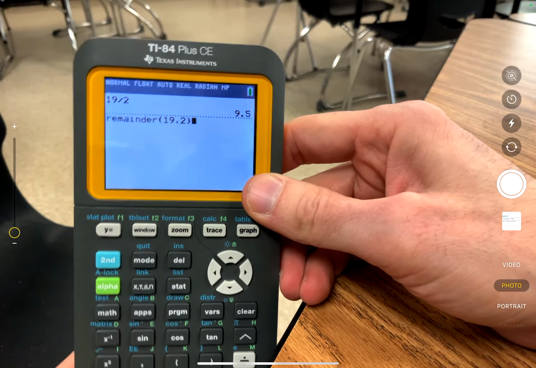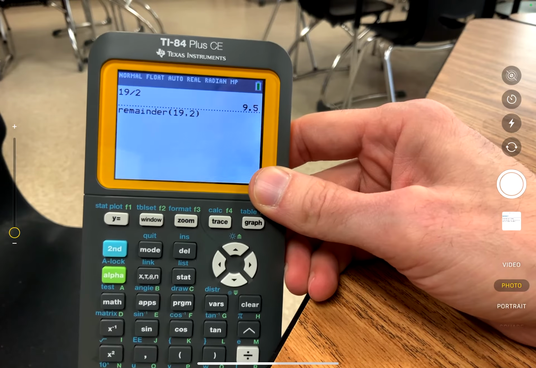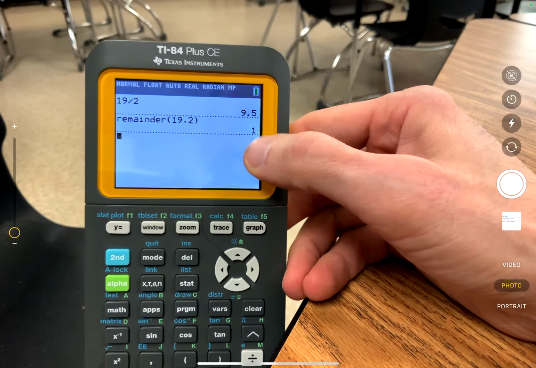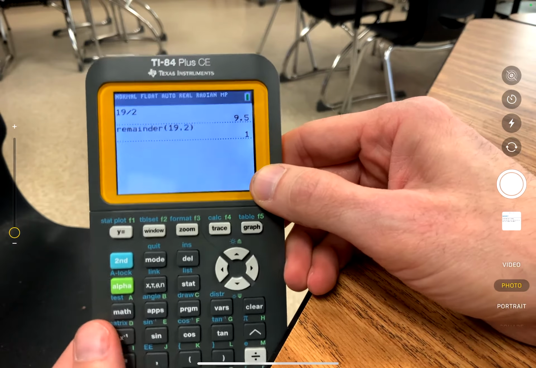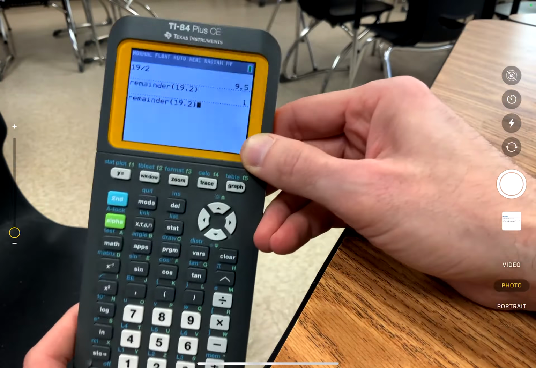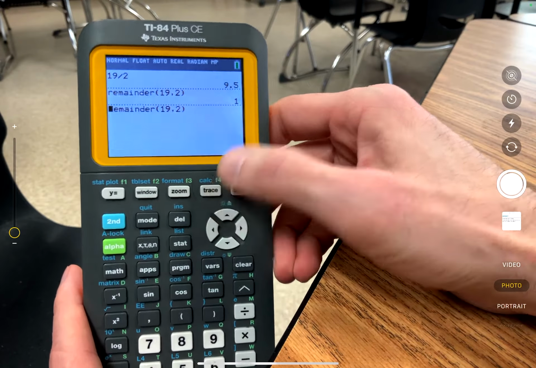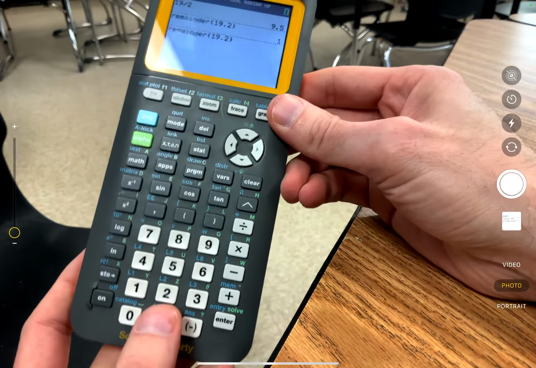It doesn't tell you it goes in 9 times with like 0.5. No, so watch. It says there's 1 left over. Let me try another one. So I'm just hit second enter. This time I'm going to do 20. Wow. Okay, so just type in 20.